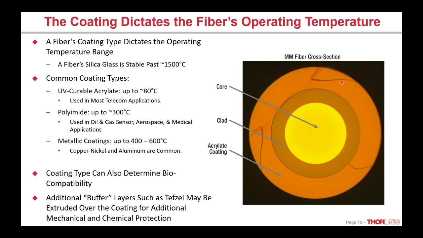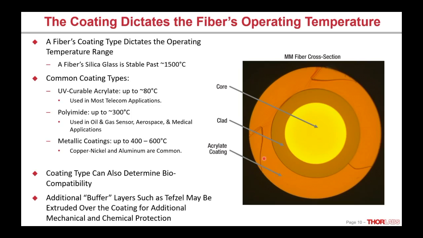The most common coating would be a UV curable acrylate. Here's a fiber cross section. This is a multi-mode fiber where we're showing the core and the cladding and a layer of acrylate coating around it. This really will work up to about 80 C. There are some high temperature acrylates that can get to 100 or 120 C. So of course, for any kind of lab environment, also a lot of telecom environments, room temperature, totally fine. High temperatures can have some issues.